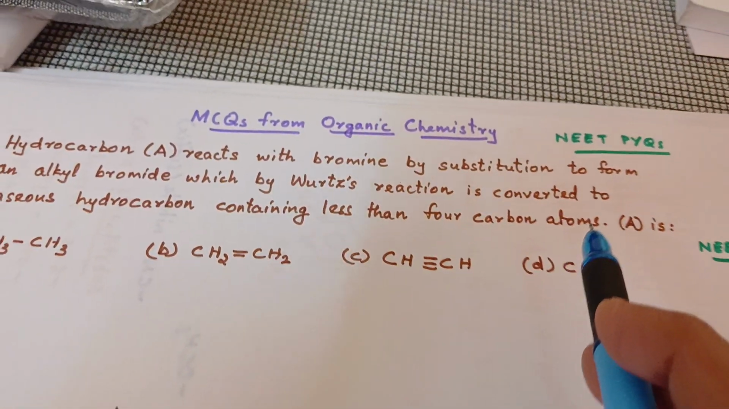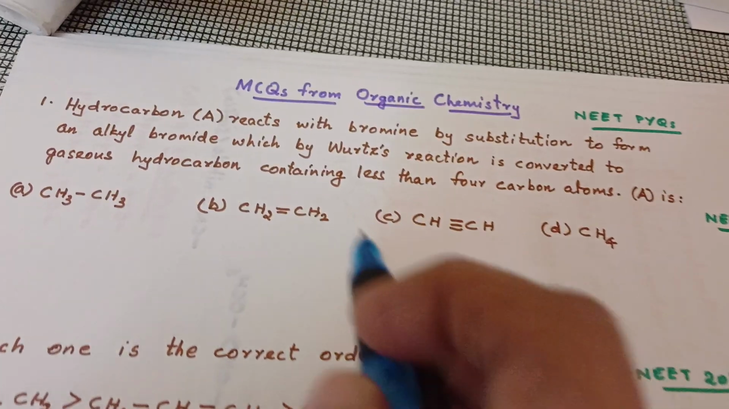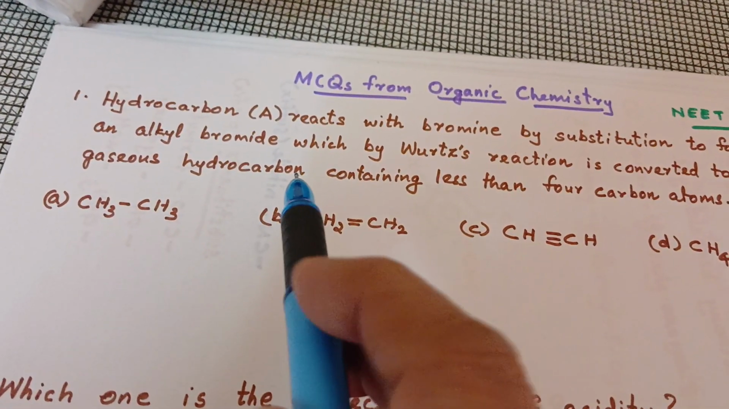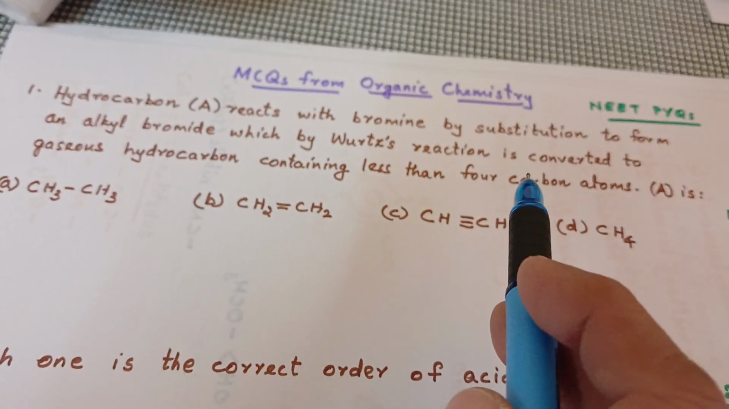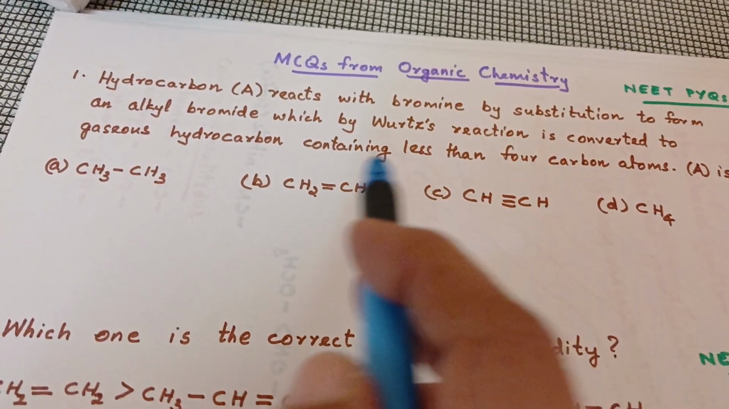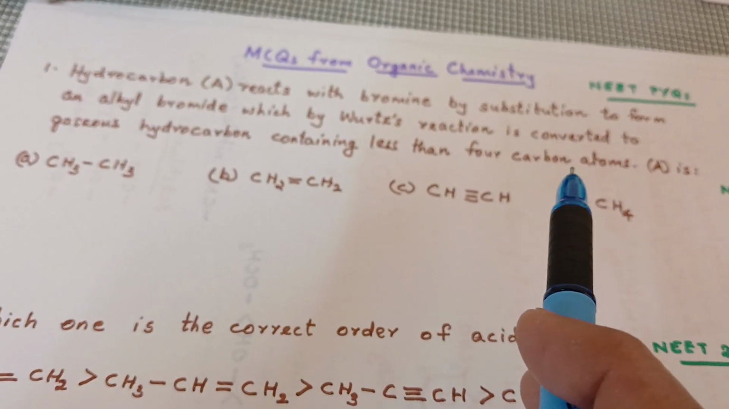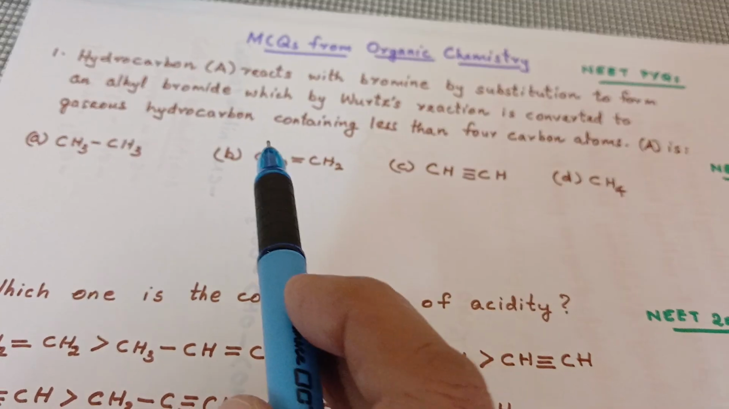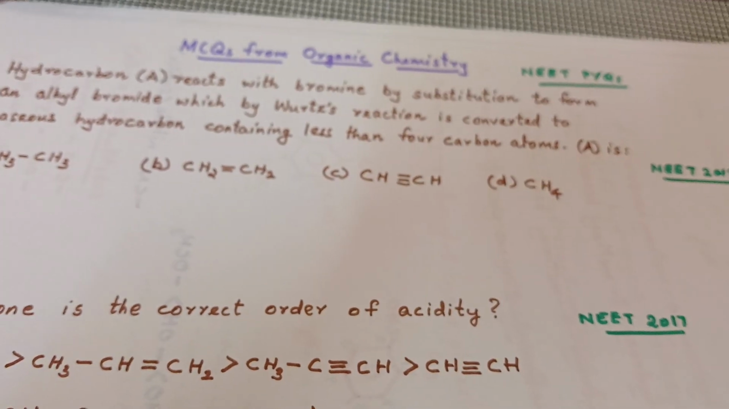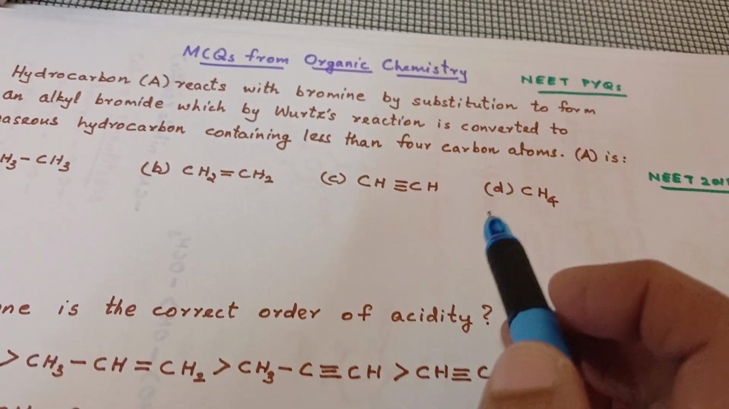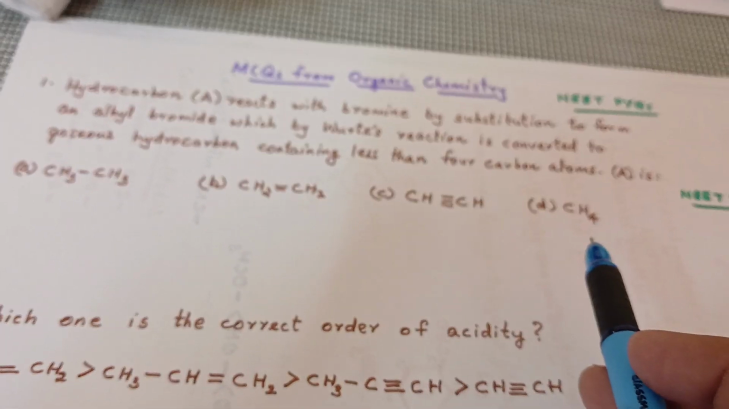These are 3 MCQs from previous year NEET questions. Organic chemistry. First one: hydrocarbon A reacts with bromine by substitution to form an alkyl bromide, which by Wurtz reaction is converted to a gaseous hydrocarbon containing less than 4 carbon atoms. A is, and we are given 4 options.